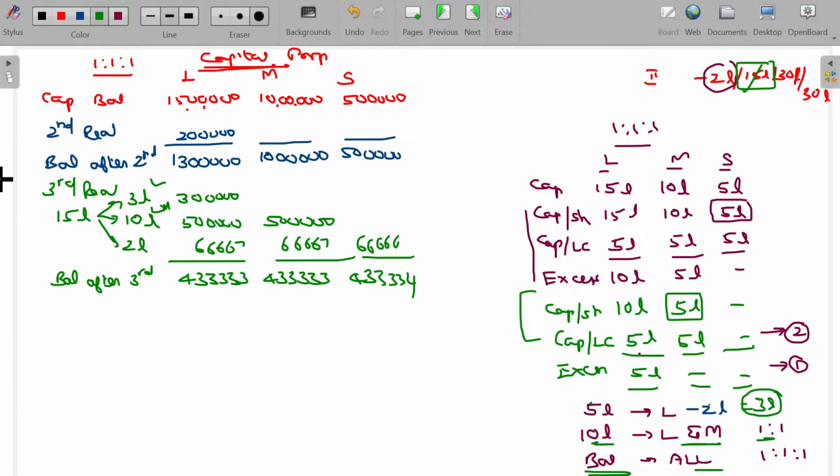Now, fourth realization. What is the amount? 30 lakhs. Hereafter, whatever money you get will be shared among all the partners equally. 10 lakhs, 10 lakhs, 10 lakhs.